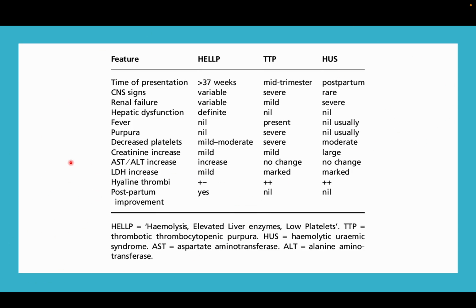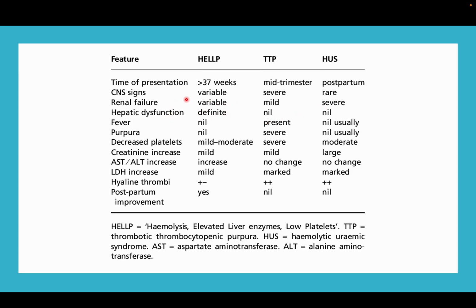These are all close mimickers, at any week beyond 37 weeks. HELLP is a differential, TTP is a differential, HUS is a differential. How do you differentiate? Generally TTP occurs in the mid trimester. HUS generally occurs postpartum or just before delivery. CNS manifestations are more significant in TTP when compared to HELLP. Renal failure is more significant in the case of HUS.